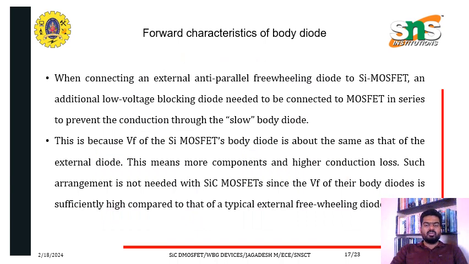When connecting an external anti-parallel freewheeling diode to the Si MOSFET, an additional low voltage blocking diode needs to be connected to the MOSFET in series to prevent conduction through the slow body diode. This is because VF of the Si MOSFET body diode is about the same as that of the external diode. This means more components and higher conduction loss. Such an arrangement is not needed with SiC MOSFET since the VF of their body diode is sufficiently high compared to that of a typical external freewheeling diode.